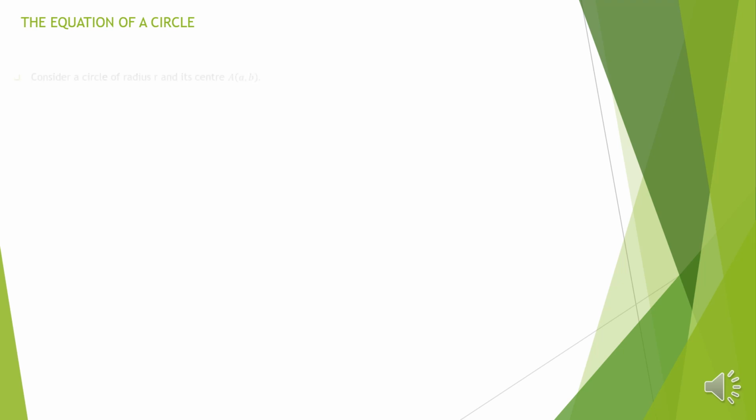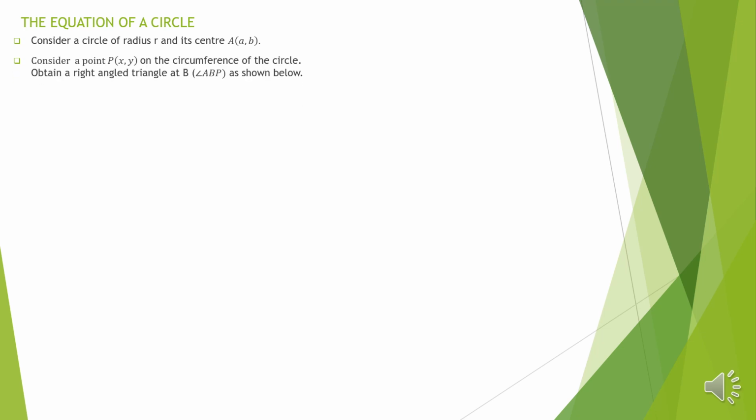So let's start with the derivation of the general form of an equation of a circle. And I want us to consider a circle of radius r and its center being (a, b). Now, again, I also want us to consider another point P, which is actually on the circumference of the circle. And then from the points P, B and A, we can form a right angle triangle and then try to use the Pythagoras theorem to solve it out.